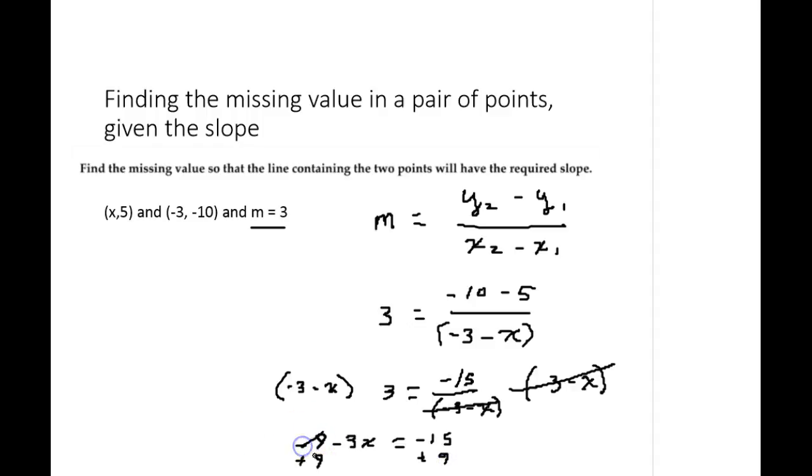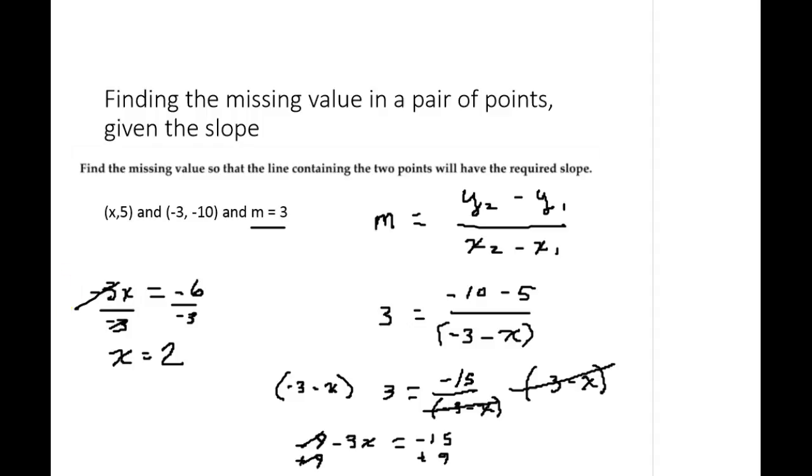These go away. On the left, I just have negative 3x equals negative 15 plus 9 is negative 6. Divide both sides by negative 3. These cancel out. x equals negative 6 over negative 3, which is a positive 2. And you can go back in with the original formula and say, well, would that give me a slope of 3? In other words, check your value.